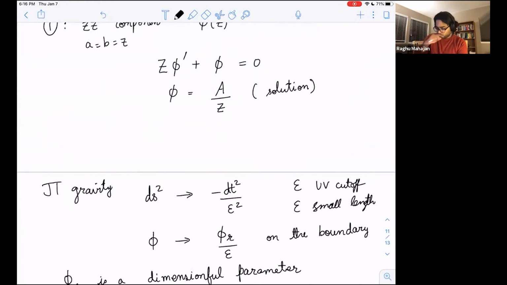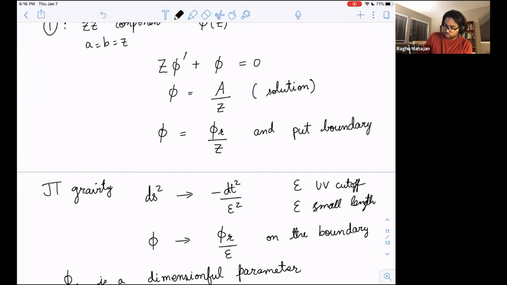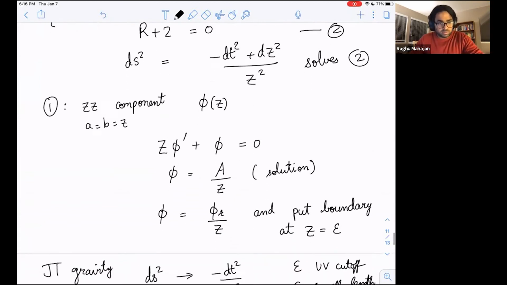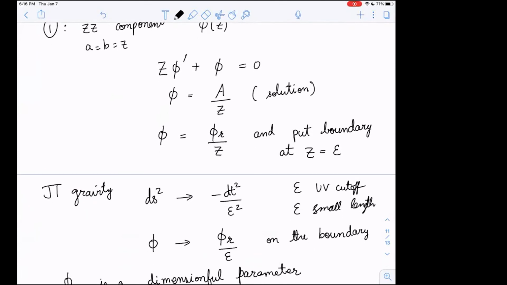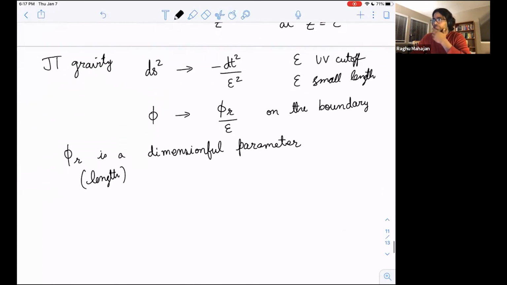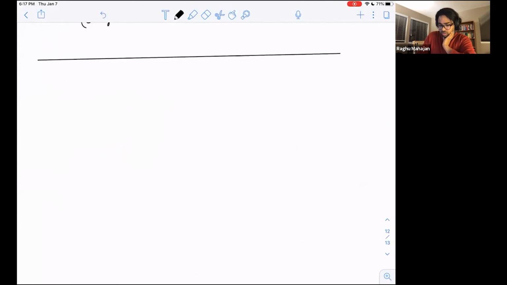Okay, so what this phi_r does, it basically means in this solution we should take phi equals phi_r over z and put the boundary at z equals epsilon. So then we will satisfy all boundary conditions. Even the metric at z equals epsilon would be satisfied by dt squared over epsilon squared. Okay, so we have our solution. We satisfy the equations of motion, and we also satisfy the boundary conditions. Are there any questions about this solution?